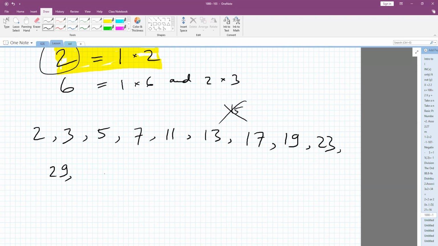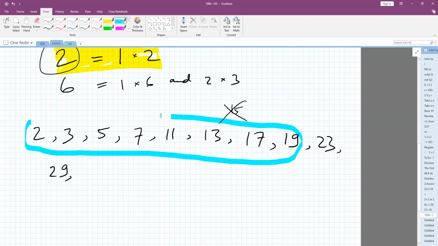So I guess you don't need to remember all of this. But maybe some of the smaller prime numbers are quite important, for example from 2 until maybe 19. So 2, 3, 5, 7, 11, 13, 17, 19. So why are they important?